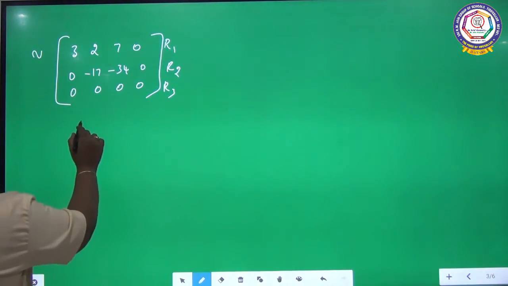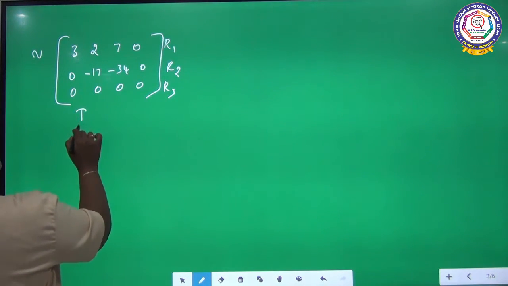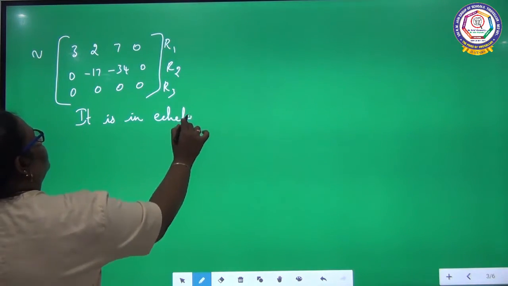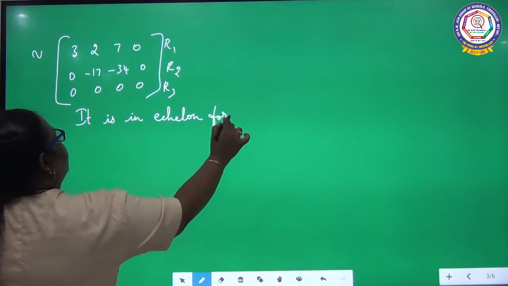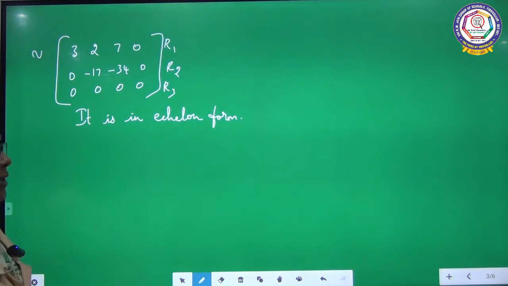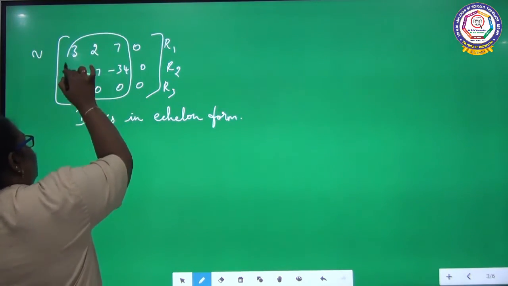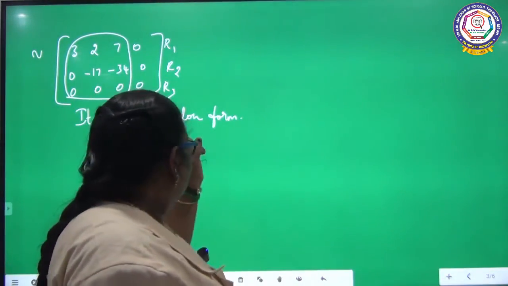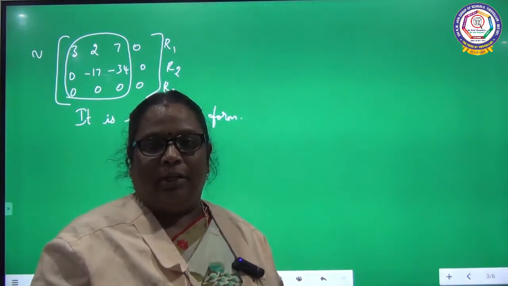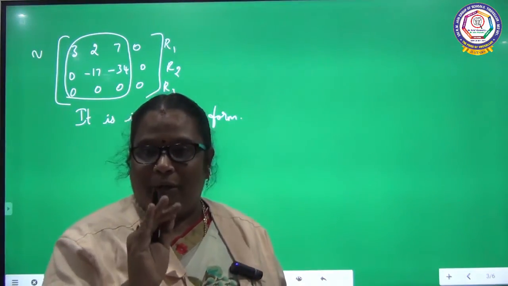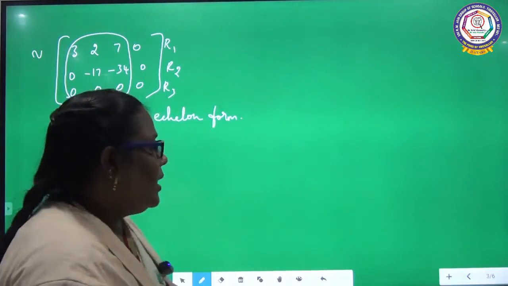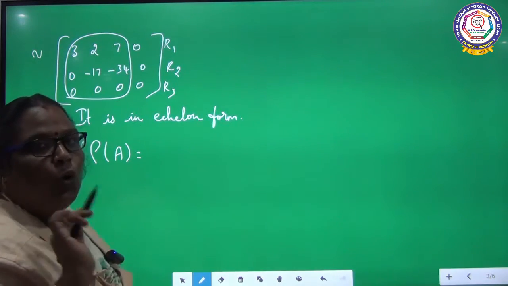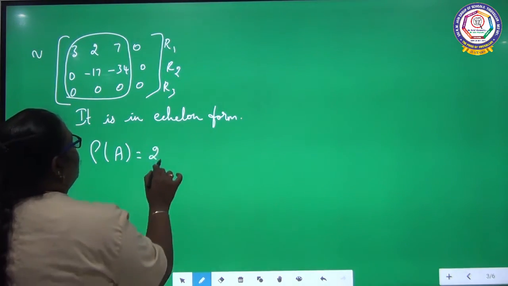See here, the matrix. It is in echelon form. What is the rank of A? How many non-zero rows are there? Two non-zero rows are there, because the third row is a zero row. So what is the rank of A? The rank symbol is rho. Rho of A equal to 2.